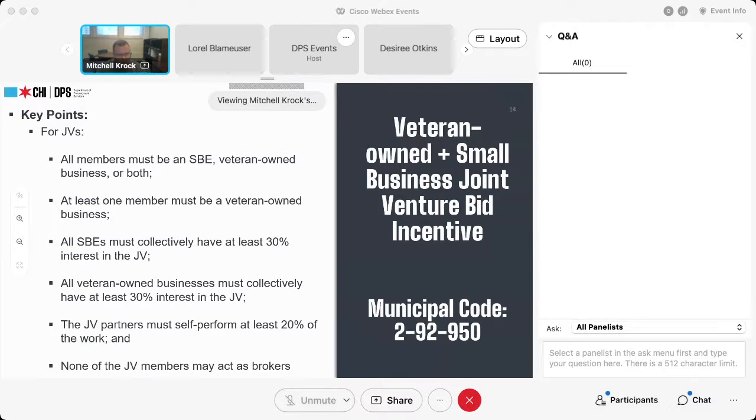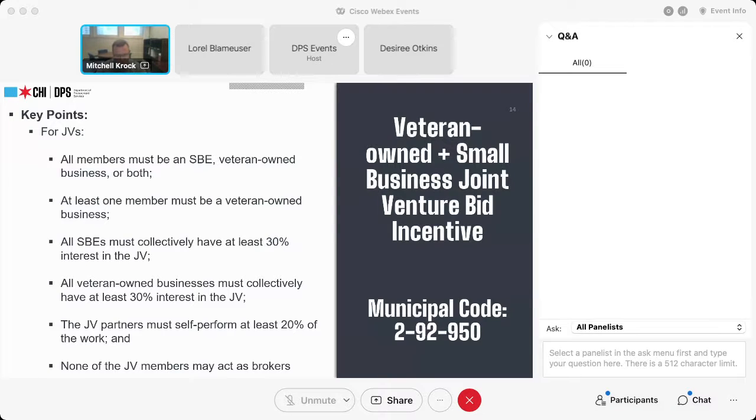For JVs, keep in mind, all members must be a small business enterprise, veteran-owned business, or both. At least one member must be a veteran-owned business. All the SBEs must collectively have 30% interest in the JV. The veteran-owned businesses must have collectively 30% interest in the JV. Within those parameters, how it's split up between the two is a business decision.